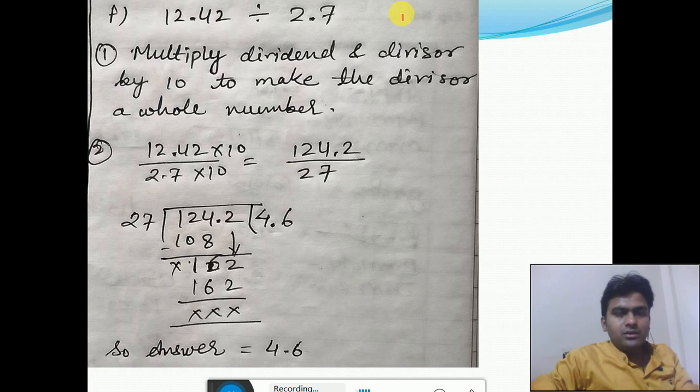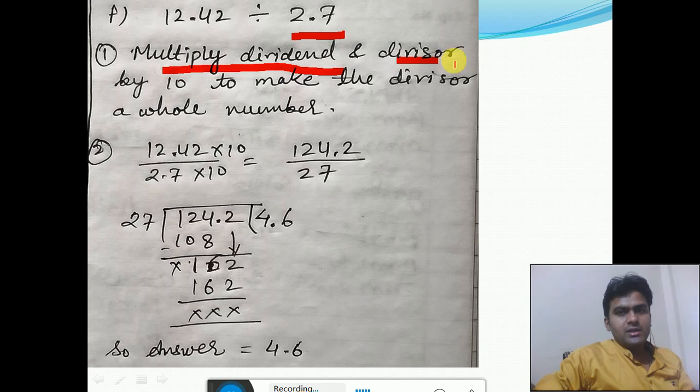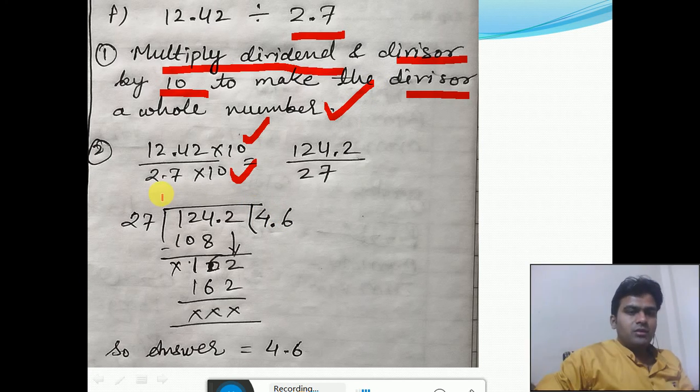Now move on to the next question F. In this question also the divisor is a decimal number. So multiply the dividend and divisor by 10, because here in the divisor the decimal point is placed after one place. If we are multiplying 10 in the divisor, we have to multiply 10 in the dividend also. So the divisor will become a whole number from 2.7 to 27, and because of this 10, the dividend also will change from 12.42 to 124.2.